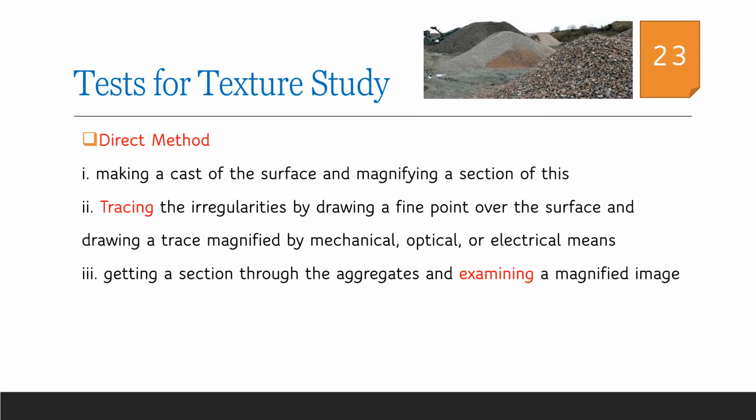Tests for textural study can be either the direct method or the indirect method. In the direct method, the surface to be studied is magnified, then the irregularities are traced using mechanical, optical or electrical means. Then the magnified image is examined to understand the various texture properties of the aggregate.